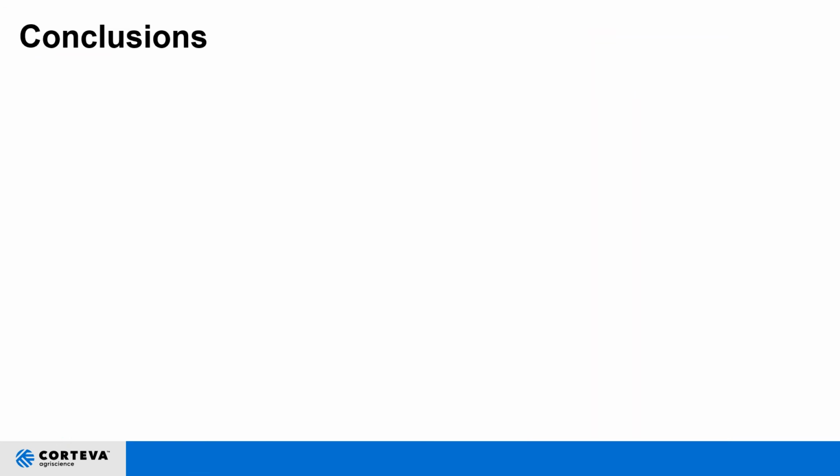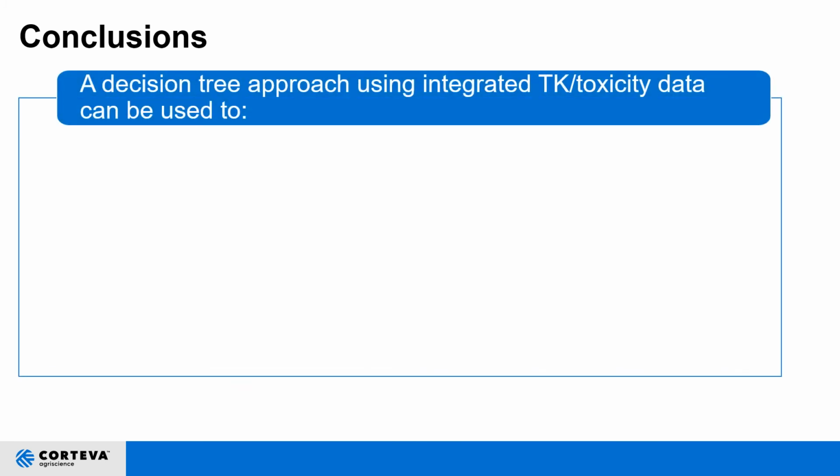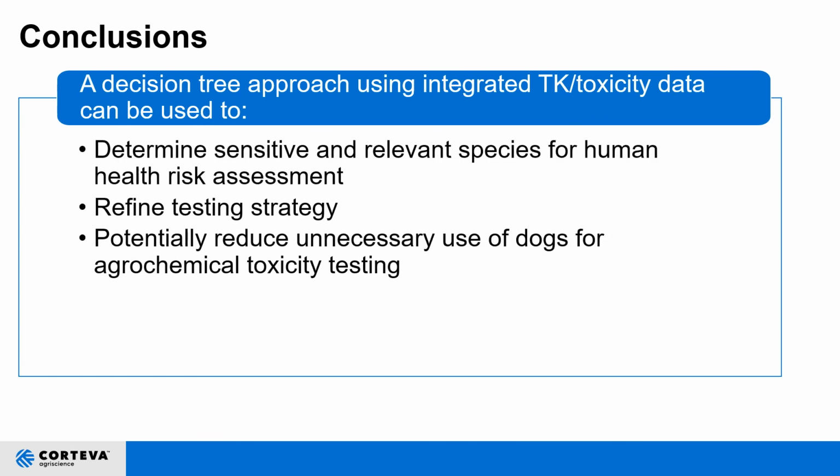Our preliminary conclusions from our case examples indicate that a decision tree approach using integrated TK and toxicity data can be used for the following: to determine sensitive and relevant species for human health risk assessment, to refine the testing strategy, and to potentially reduce unnecessary use of dogs for agrochemical toxicity testing.